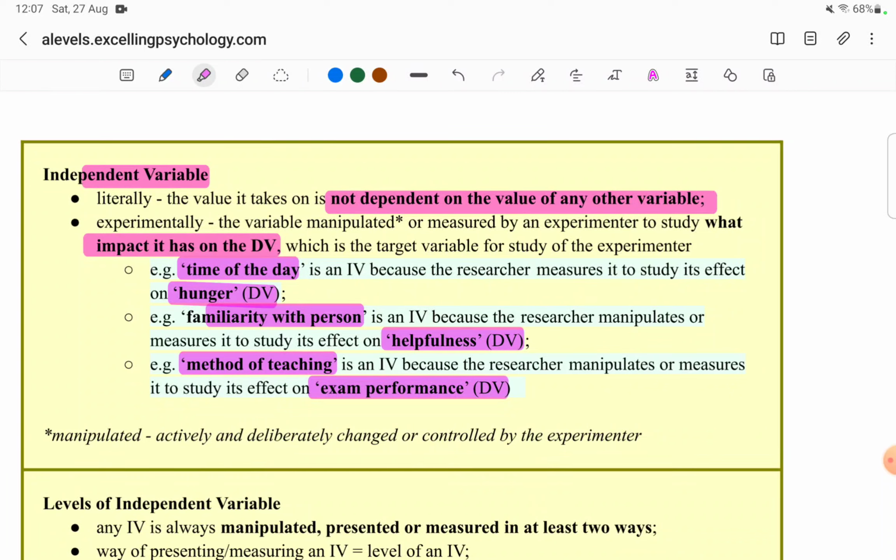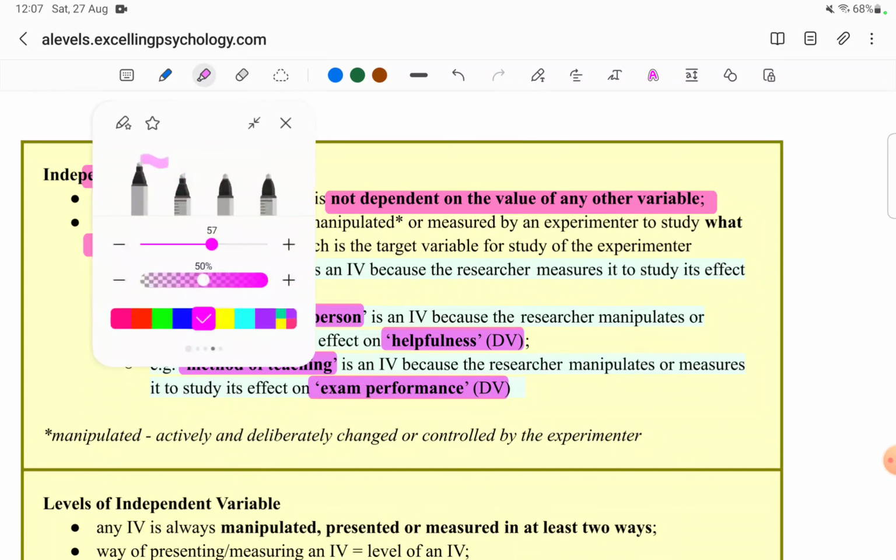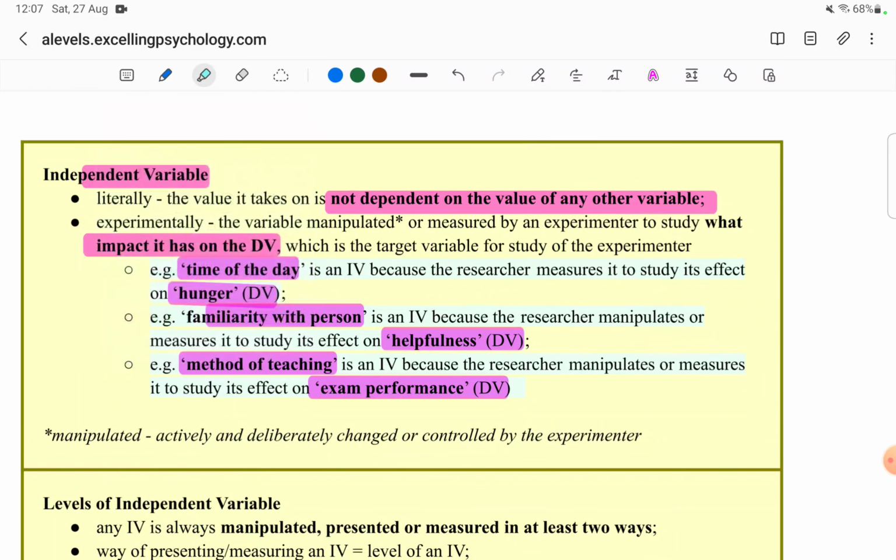Okay, now something very important. A misconception I have seen students having in my so many years of experience is that they believe only what a researcher manipulates can be an independent variable. Firstly, what do I mean by manipulation? Manipulation means when an experimenter deliberately brings about a change in the value of some variable.